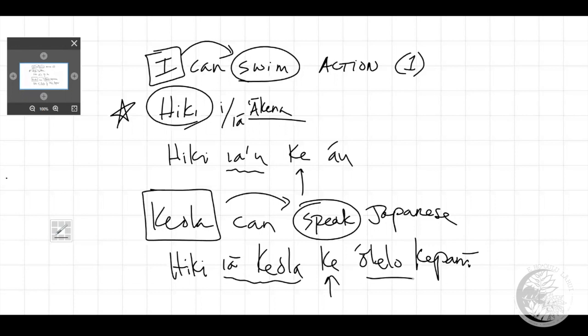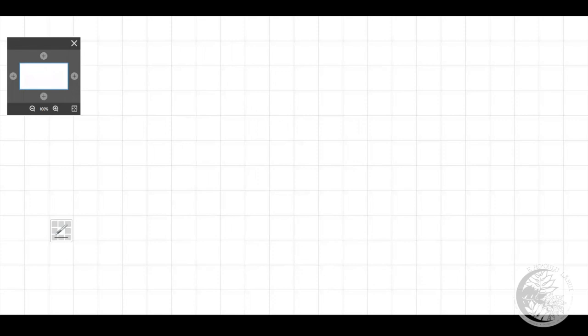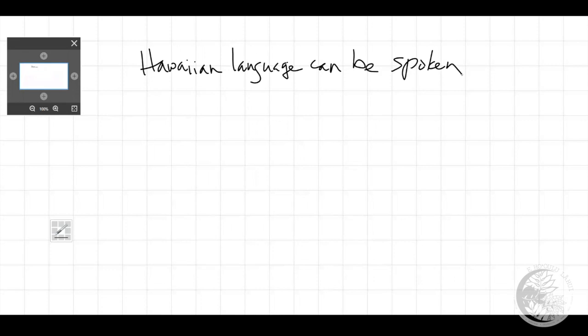Okay, so let's look at some examples when, in fact, it's not an action, when it's a condition or a passive voice. So in the next example, we'll take something like Hawaiian language can be spoken. Now you notice that it's not saying who, it's not in the agentive sense, like saying I can speak Hawaiian, but saying Hawaiian language can be spoken.